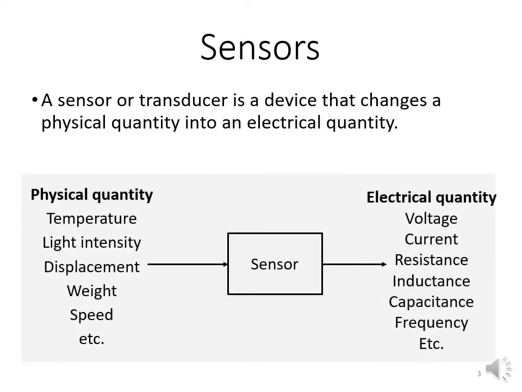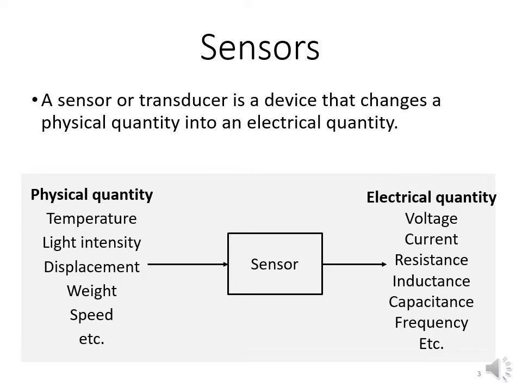A sensor or a transducer is a device that changes a physical quantity into an electrical quantity. This change is necessary because, in general, control systems are electrical in nature. Therefore, they require inputs into them to be electrical in nature. Sensors and transducers thus serve this purpose.